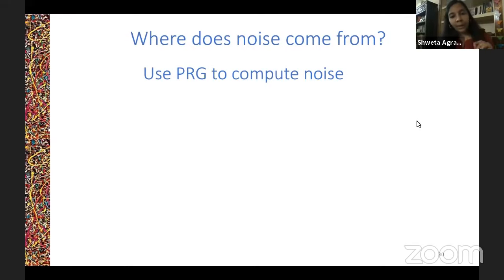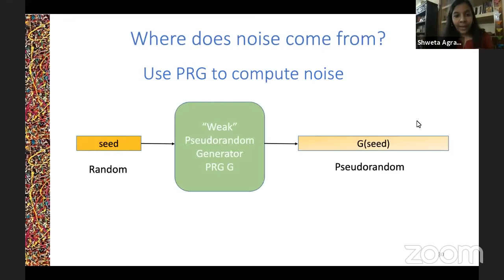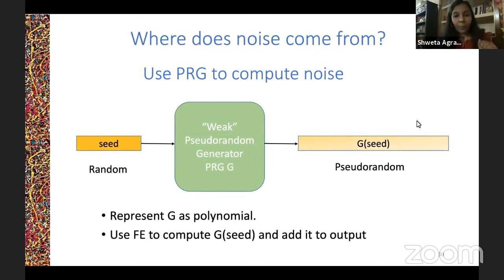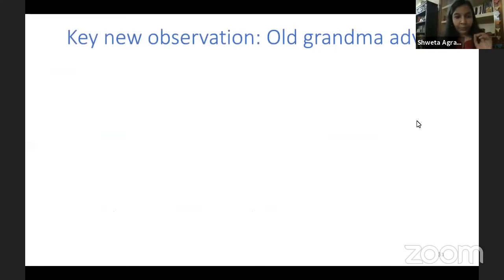Okay, so at a high level, we're going to use a PRG to compute this noise. And recall what a PRG is. It's a basic object in cryptography, which takes a short random seed and stretches it into a longer pseudo-random output. Okay, so I'm going to want to represent this G as a polynomial, and I want to use my FE to compute G of seed and add it to the output. So it's already computing X inner product Y. I want it to additionally add G of seed to this output.